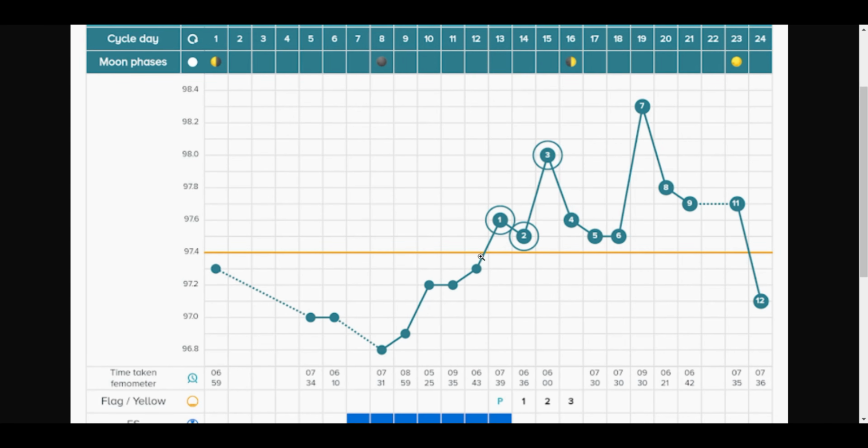This temperature on cycle day 12, right here, was taken at 6:43 in the morning. The reason why we want to record the temperature and the time accurately is because the time that you take your temperature actually really can impact what type of temperature you end up with.